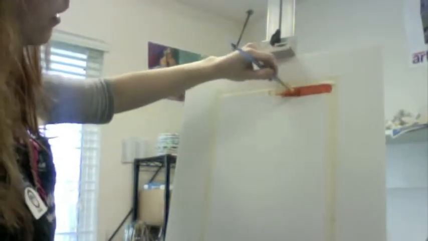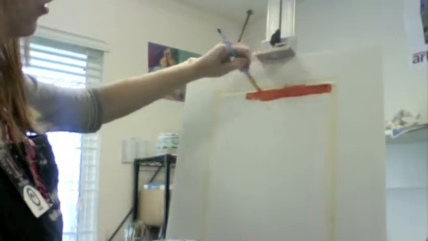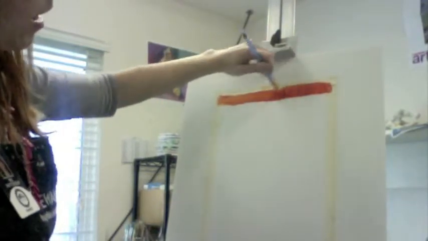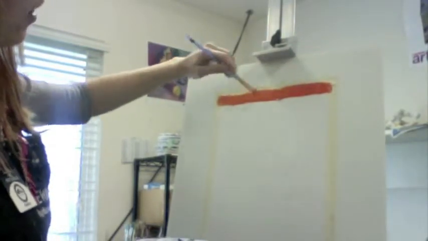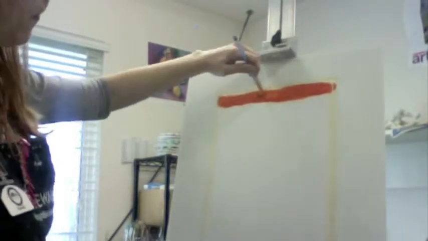If you're finding that your paint isn't showing up as opaque as you like, you can always just add a little tiny dab of white, and that will take care of that problem. But this seems to be doing okay.